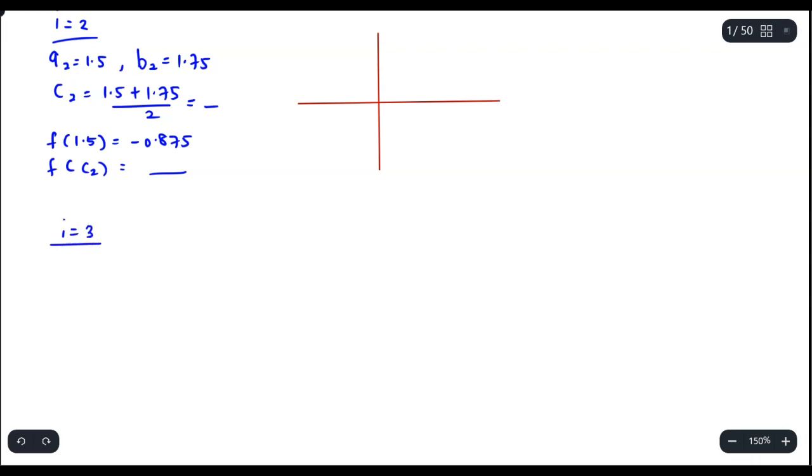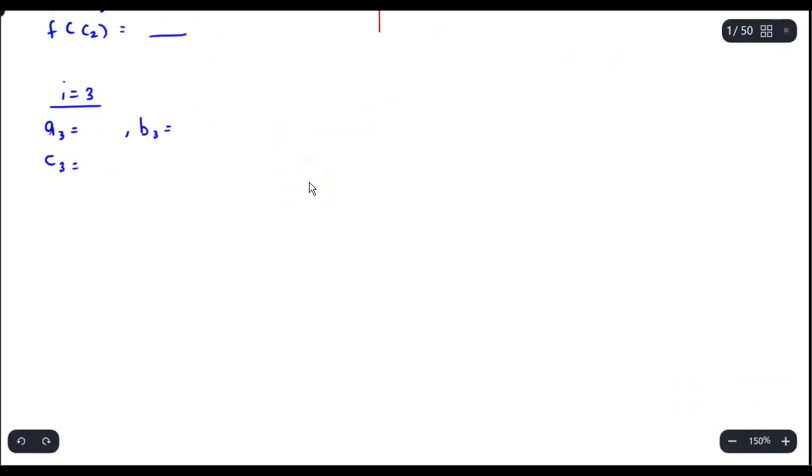So when i equals 3, you are supposed to be able to identify your new interval, either the left side or the right side. So you find your A3 and you find your B3. And similarly you compute your C3 and so on and so forth. So you keep doing this process until you satisfy the stopping condition. So at the end, for this example, you should have until i equals 6 or something.